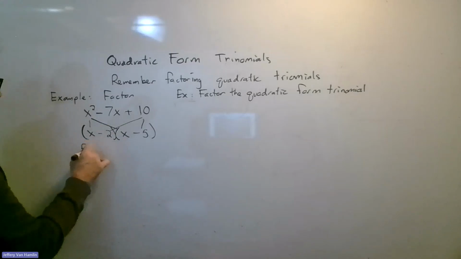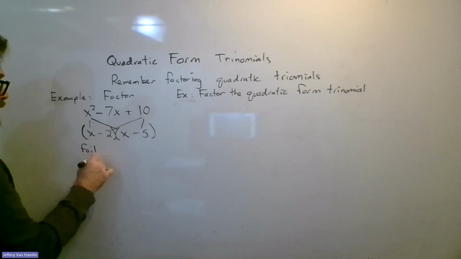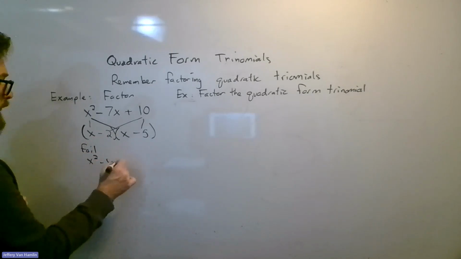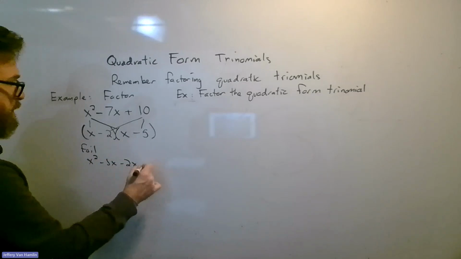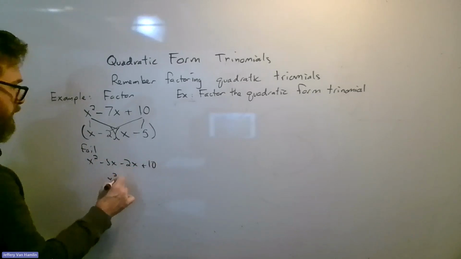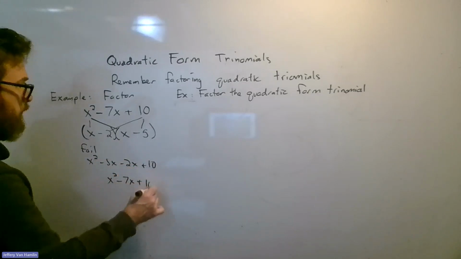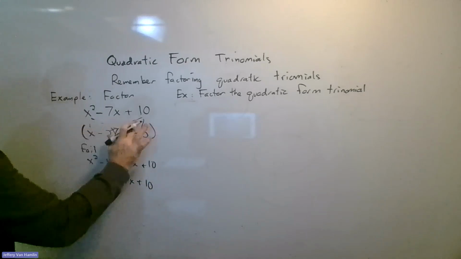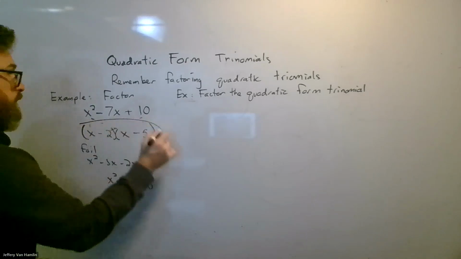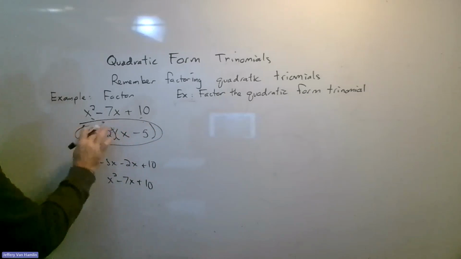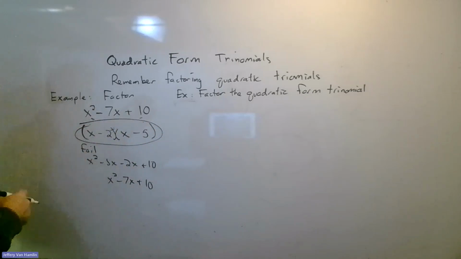So let's FOIL this, or distribute. First is going to be x squared. Outside is minus 5x. Inside is minus 2x. Last is plus 10. So this does give us x squared minus 7x plus 10. So when we're asked to factor this, it is us factoring that trinomial into two binomials.